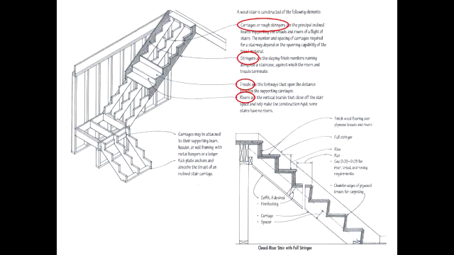So this is the terminology. The stringers are the structural beams that connect the ground floor to the first floor. Then there are the treads. So they are the footways. It's where you step on. The risers. So those vertical boards are the risers. All right, so that's what you need to know.